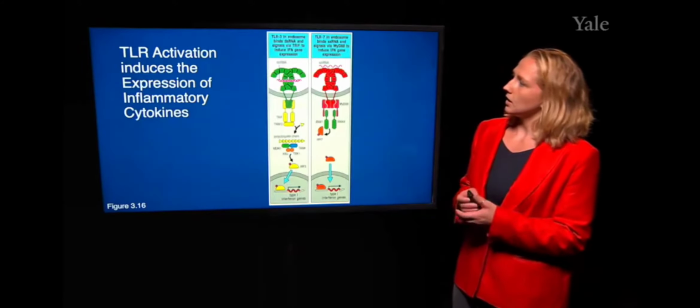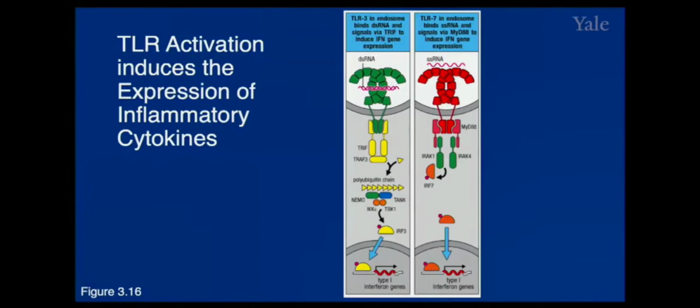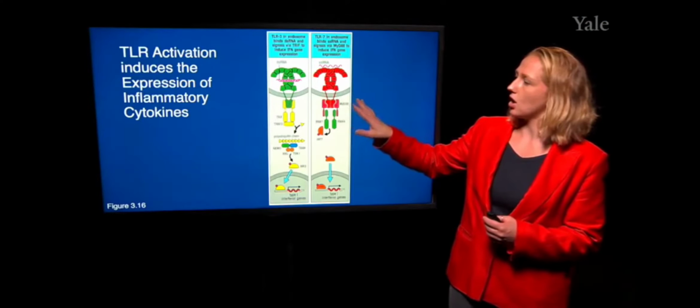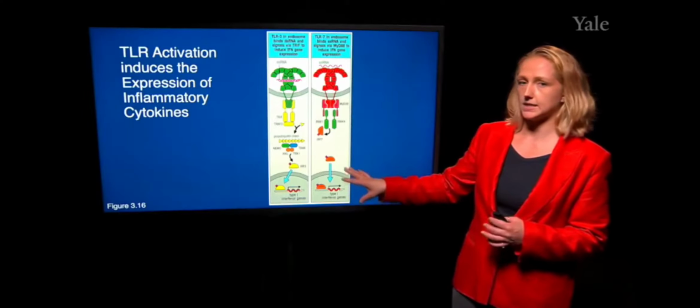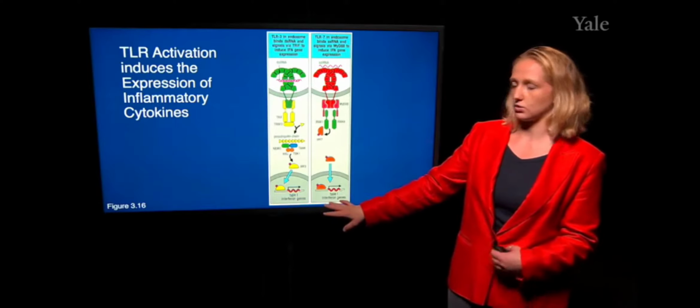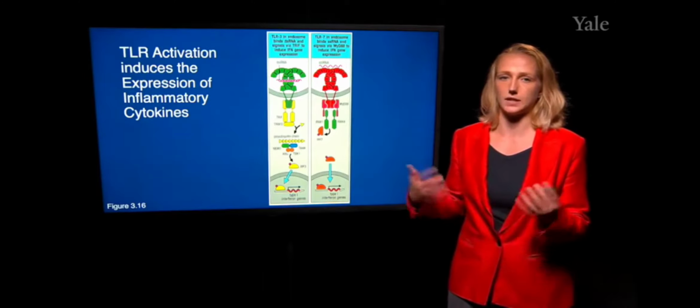TLR activation can induce a specific type of cytokine family called type 1 interferons, which I'll go into in a few slides. But what I want you to take home from this slide, which is figure 316 from your textbook, is that endosomal TLRs, so TLR3 and TLR7, shown here, go through similar signaling cascades as the cell surface TLR in the previous slide that lead to the activation of transcription factors that lead to what are called type 1 interferon genes. So these are antiviral genes that we'll go through in a few slides.